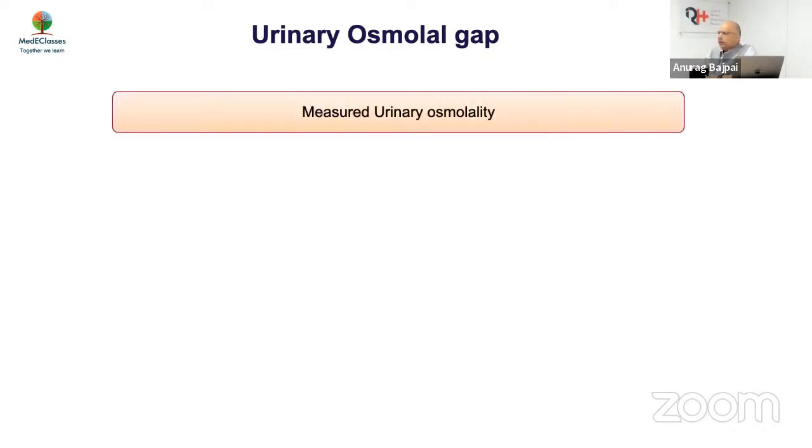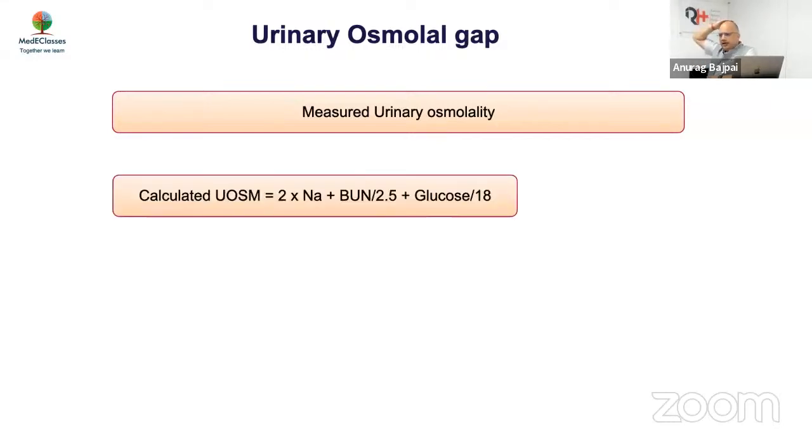There's another very interesting term, the urinary osmolal gap. When you say urinary osmolal gap, you are measuring the difference between the measured urinary osmolality and the calculated urinary osmolality. You calculate the same way: you multiply sodium by 2, potassium by 2.5 and glucose by 18. If you just want to use sodium, what formula will you use for urinary osmolality? 4 times urinary sodium is usually the osmolality.